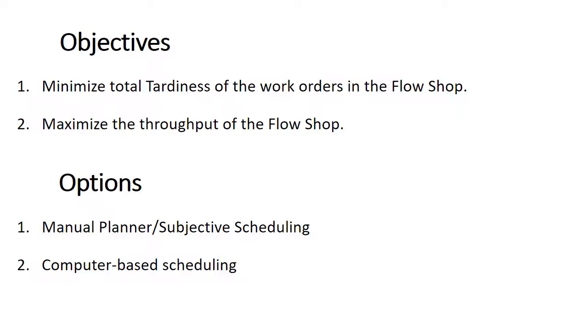Here are the objectives of my senior project. I'm first aiming to minimize the total tardiness of the work orders in the flowshop. Second, I'm also trying to maximize the throughput of a flowshop. Here are the two options we have at hand. The first option is a traditional option, and this is to use a manual planner through subjective scheduling. What this means is to have a person on hand who subjectively decides which jobs go through the machines at which time. The second option, which is the one I will be following, is computer-based scheduling.